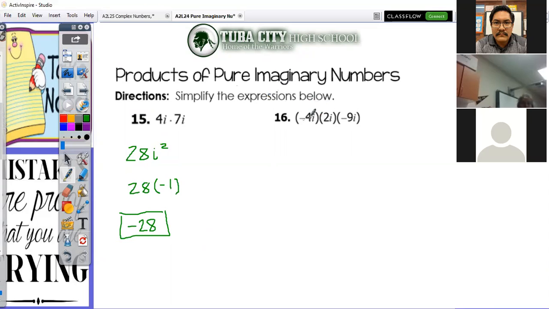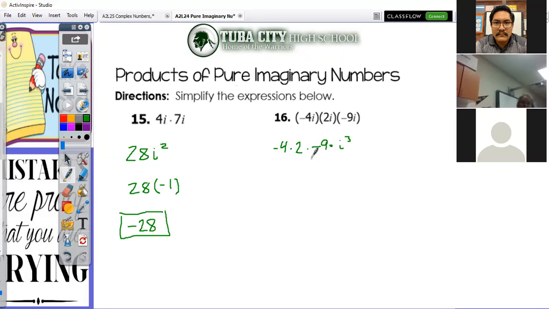All right, let's go ahead and multiply these three out together. And you can put them in order, so negative 4 times 2 times negative 9, if that helps out. I to the 3, because I have 1, 2, 3 i's.